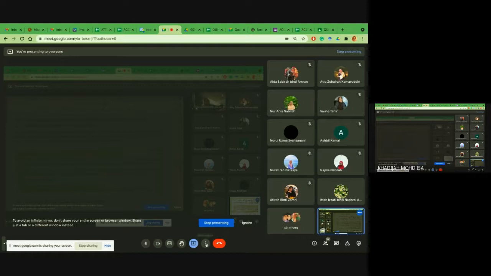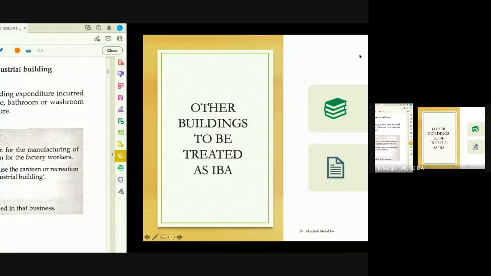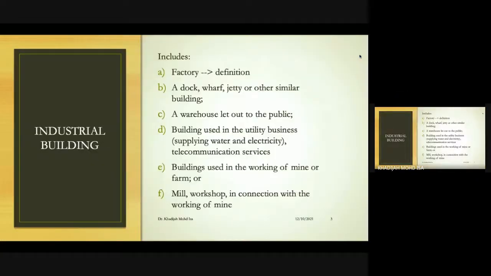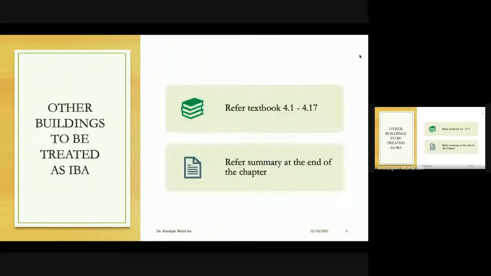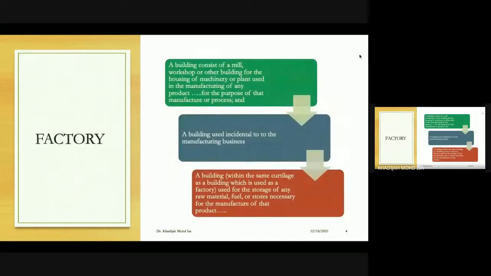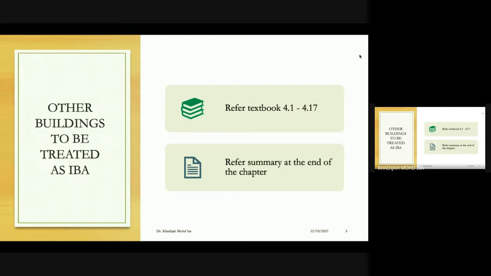Okay. All right. In the previous class, we looked into the new topic, industrial building allowance. We went through what it is, the definition, and we looked into the definition of the factory, whether it's included or not, and what is a factory. On top of that, the next one we are going to look into other buildings.